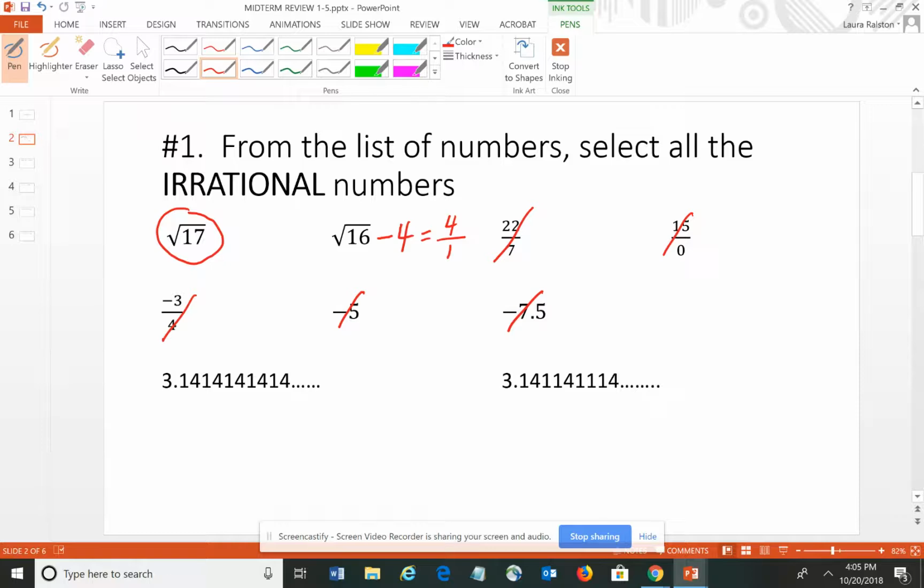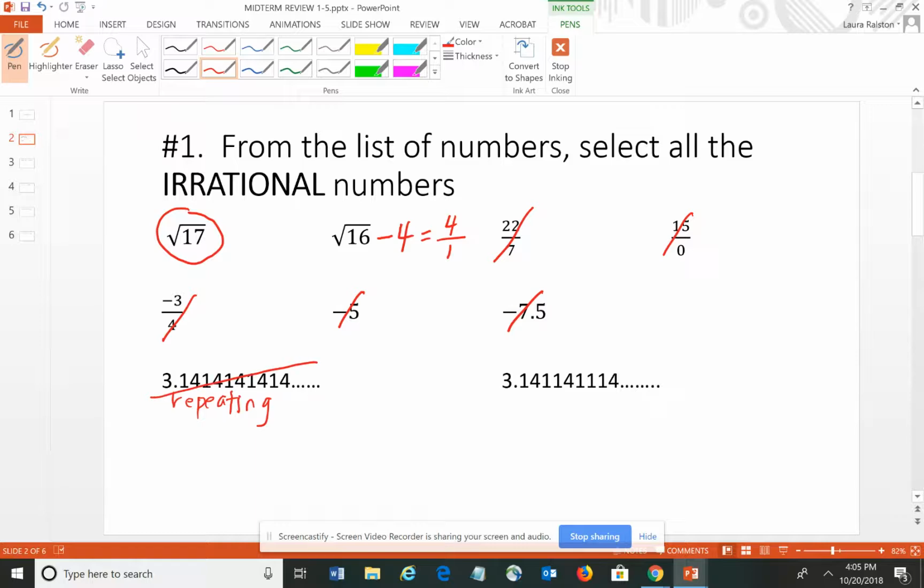If I look at the first one, 3.14141414, I hopefully recognize this as being repeating. It's repeating the pattern 14 over and over. And since it's repeating, it is not irrational.